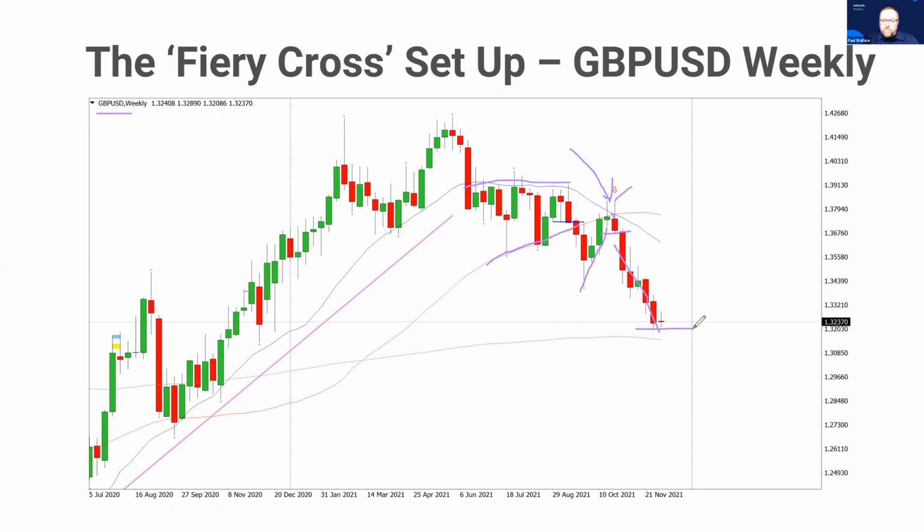So remember those three simple things: the 20 crossing the 50 period moving average, price rallying into that area, and price then printing a rejection candle. Those three things coming together, nice and simple. The trade is either there or it's not. Just keep it nice and simple.